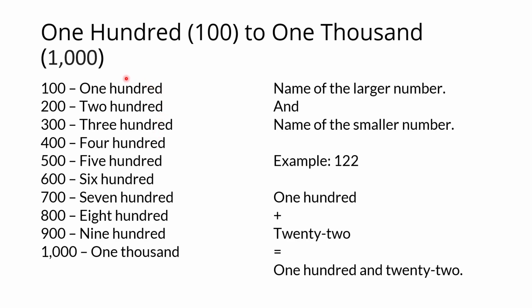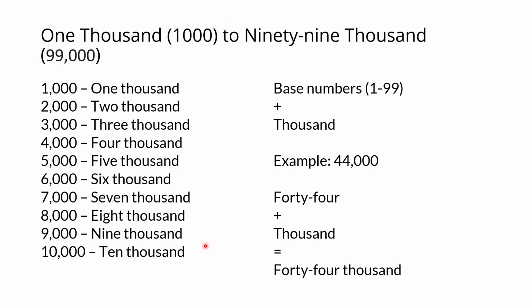So hundreds go up from 1 to 9. So they go from 100 all the way up to 1000. So let's go through each of them. 100, 200, 300, 400, 500, 600, 700, 800, and 900. Right, so let's move on to 1000 to 99,000.